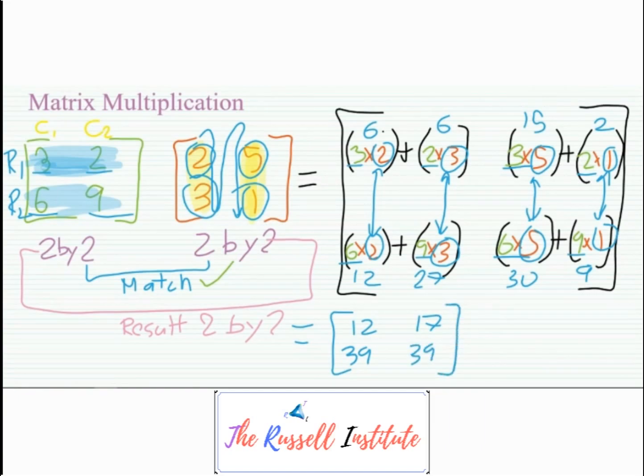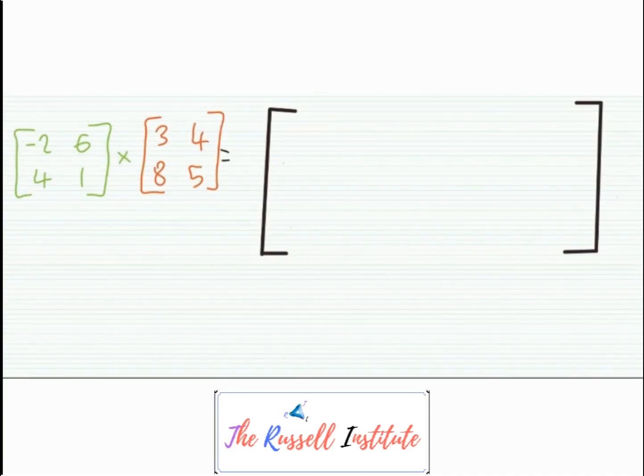And that is our result. All right, let's go ahead and do one more example. Let's see if we're catching on, and feel free to work ahead of me and see if you get the same answer. So let's look at another example. We're going to multiply [-2, 6, 4, 1] by [3, 4, 8, 5].